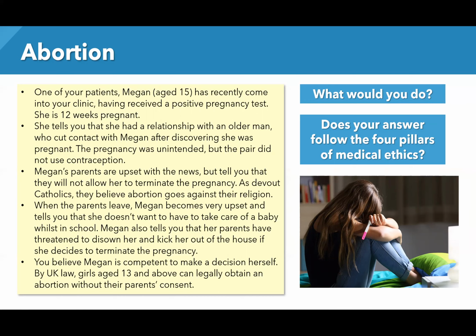When the parents leave, Megan becomes upset and tells you that she doesn't want to have to take care of the baby whilst in school. Megan also tells you that her parents have threatened to disown her and kick her out of the house if she decides to terminate the pregnancy. You believe Megan is competent to make a decision herself. By UK law, girls aged 13 and above can legally obtain an abortion without their parents' consent.